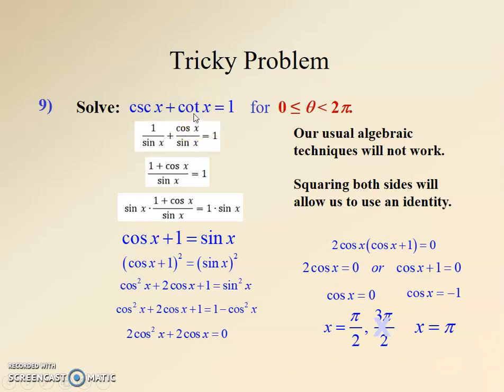So you end up with 0. And then cosecant becomes 1 over sine. The sine of 3 pi over 2 is -1, so you get -1 plus 0, which is -1. That is not a true statement because -1 is not equal to +1. So 3 pi over 2 will not work. If you try both pi over 2 and pi, they will both work.